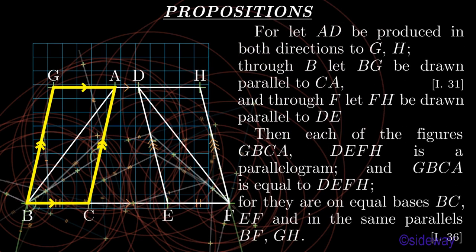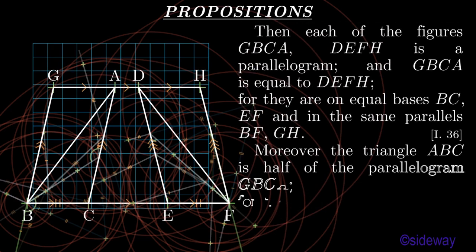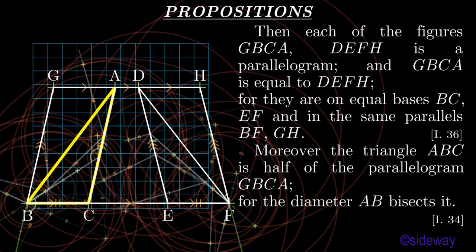Then each of the figures GBCA, DEFH is a parallelogram, and GBCA is equal to DEFH. For they are on equal bases BC, EF and in the same parallels BF, GH. By Book 1 Proposition 36. Moreover, the triangle ABC is half of the parallelogram GBCA, for the diameter AB bisects it. By Book 1 Proposition 34.